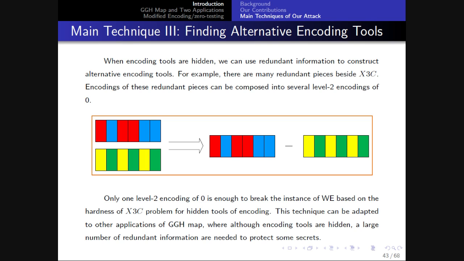Now, only one level 2 encoding of 0 is enough to break the instance of WE based on the hardness of X3C problem for hidden truths of encoding. Also, this technique can be adapted to other applications of GGH map, where although encoding truths are hidden, a large number of redundant information are needed to protect some secrets.